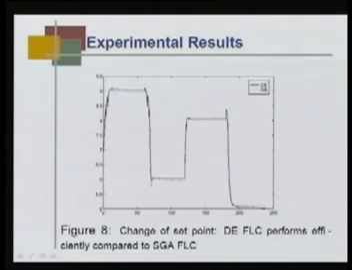Okay. So, in this zone, GA is a little better than DE, but you have to see that GA parameters were optimized using 100 iterations, 100 generations, whereas DE is only 3. And if you look at 6, differential evolution is much better than GA, and when it is 8 also DE is better than GA, and when it is 5, again DE is better than GA. So, here DE-FLC performs efficiently compared to SGA-FLC.